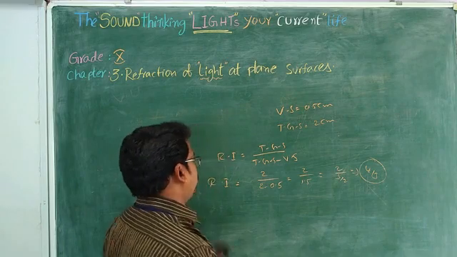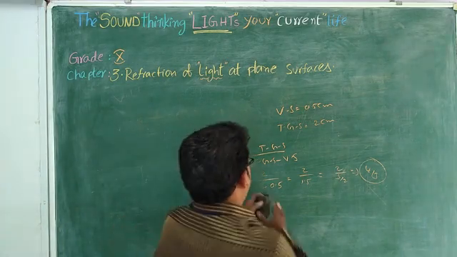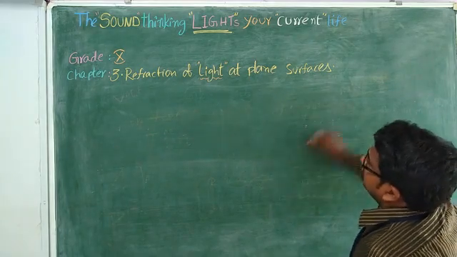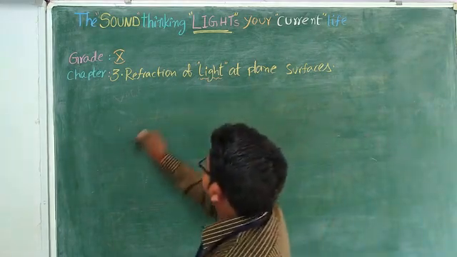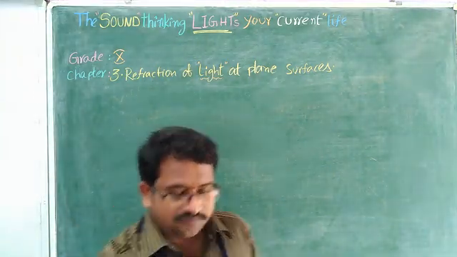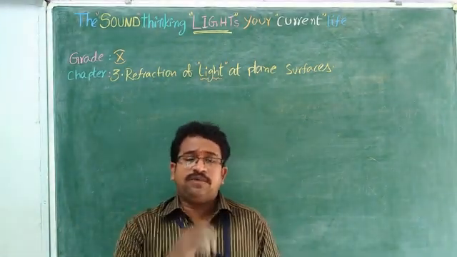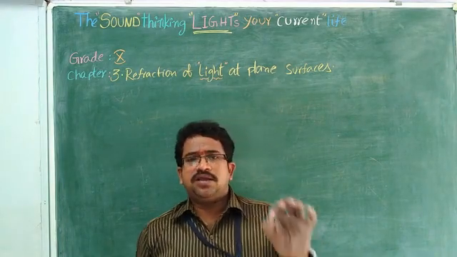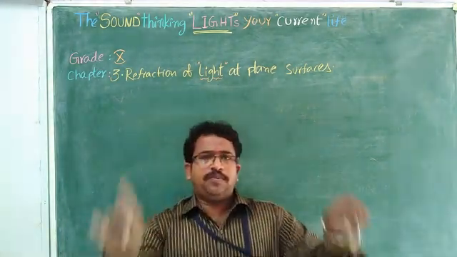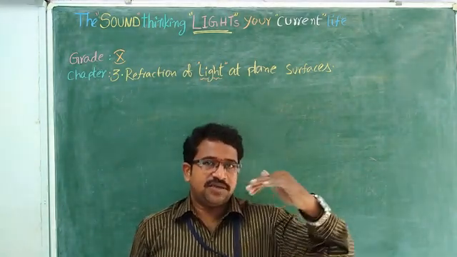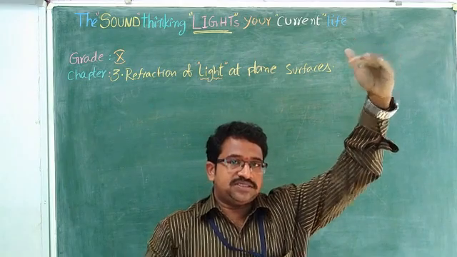Okay, children, this is about the third chapter of the 10th class, that is, refraction of light at plane surfaces. It is a small chapter but a very important chapter. In this entire chapter, especially for refractive index, table-based questions are the most important. Table-based questions on refractive index ask what happens if the refractive index increases.